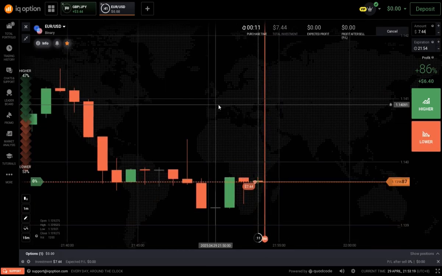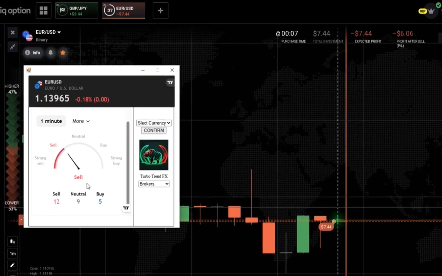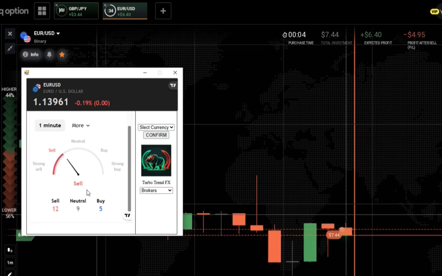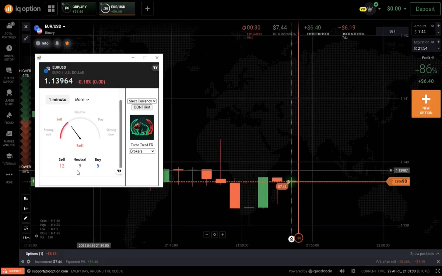I chose to make a lower purchase because the signal from TurboTrend indicated that the price would go down, and there were no other additional indicators that I used. My decisions were based solely on the signals given by TurboTrend.